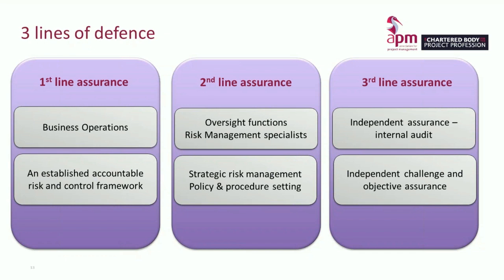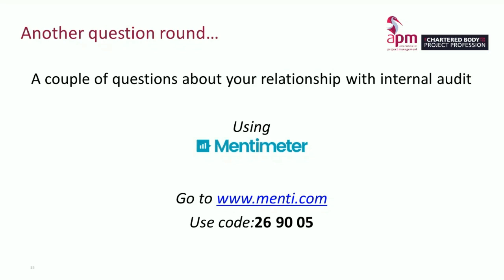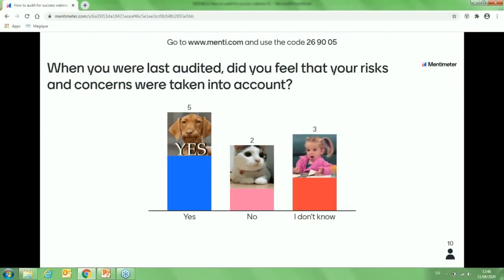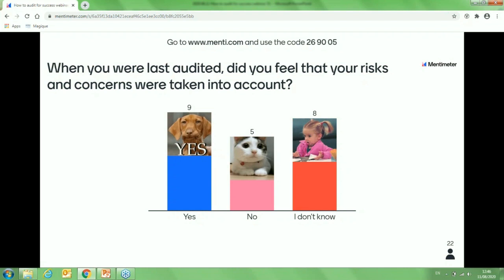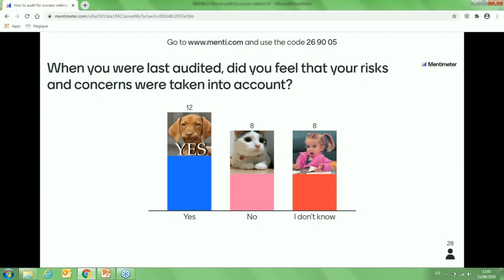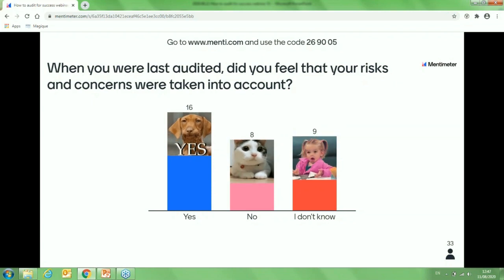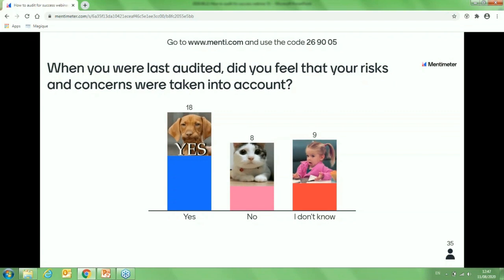Okay, let's move on to the next section, the more detailed one of how. So the final set of questions about your relationship with internal audit. Question number 1, when you were last audited, did you feel that your risks and concerns were taken into account? So we'll give it a couple of minutes. We've had 25 responses so far. So it's looking fairly positive at the moment, which is a very good sign of your internal audit teams and your relationship with them. Okay, I'm going to assume that one is generally positive, but there are quite a few of you who don't really know or feel that they weren't.